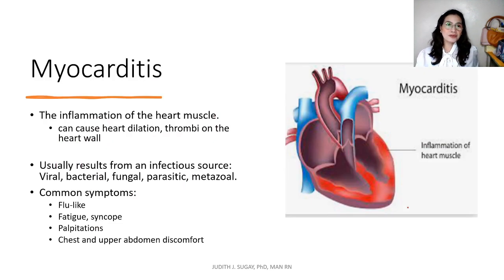Alright, another infection here is the inflammation of the heart muscle, and we call this myocarditis. If there is an inflammation of the heart muscle, you can observe that the patient can have heart dilation, and this can also be evident on the heart wall, thrombi or thrombus in the heart wall. Usually this myocarditis results from an infectious source, either viral, bacterial, fungal, parasitic, metazoal, and the like.